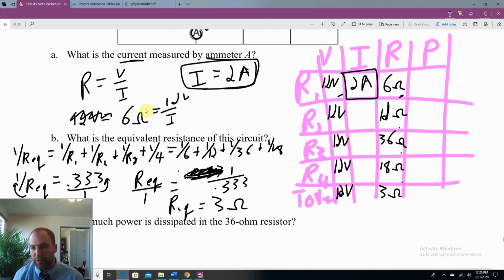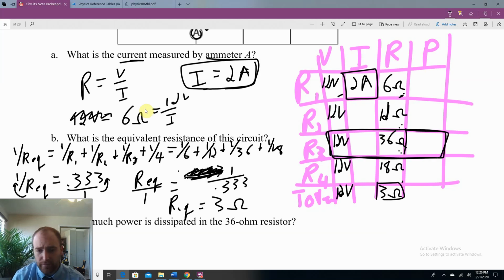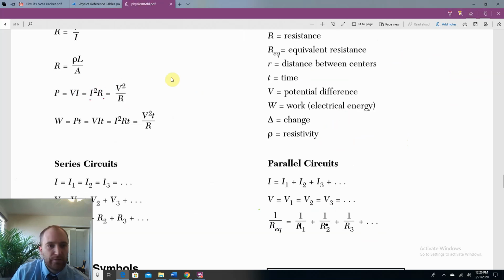And one more time, when you add these resistors in parallel, the total resistance goes down. So notice that this 3 ohms is smaller than any of the individual resistances. How much power is dissipated in the 36 ohm resistor? So for the 36 ohm resistor, we're looking at this box right here, which belongs to this larger row that we've got here.